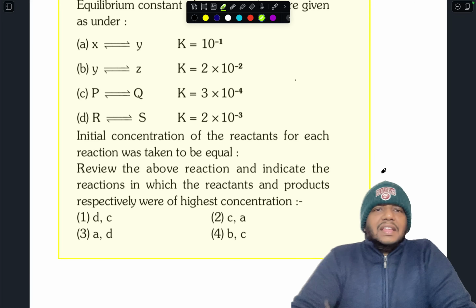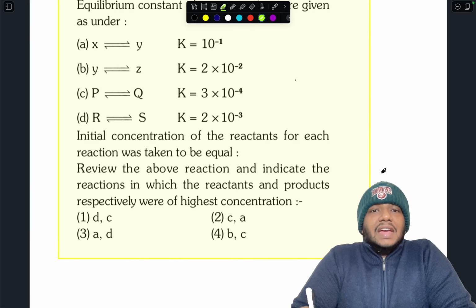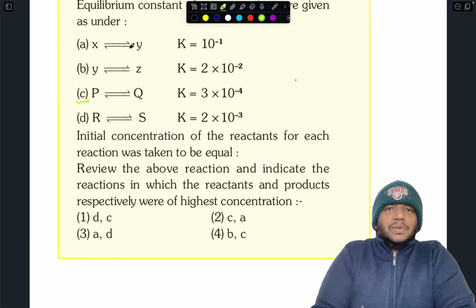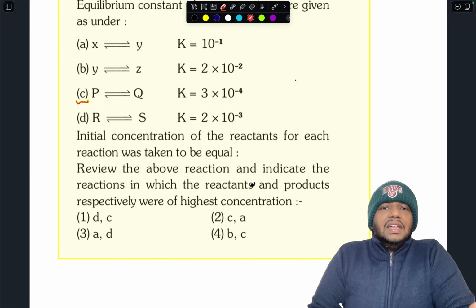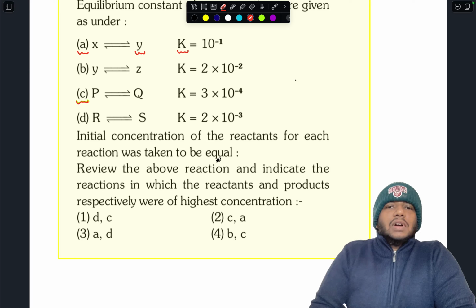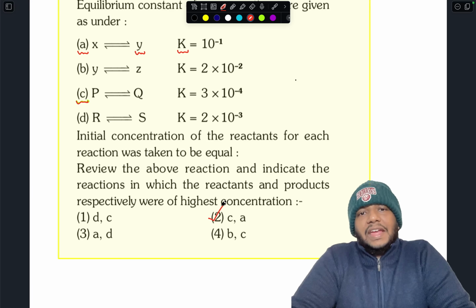So I can say the reactant concentration is highest when the K value is lowest, that is for C. It is for C only, the K value is lowest. Then the product concentration would be higher when the K value is higher, that is when K is equal to 10 power minus 1, that is for A. So comparing these two, option 2 would be my correct answer, C comma A.